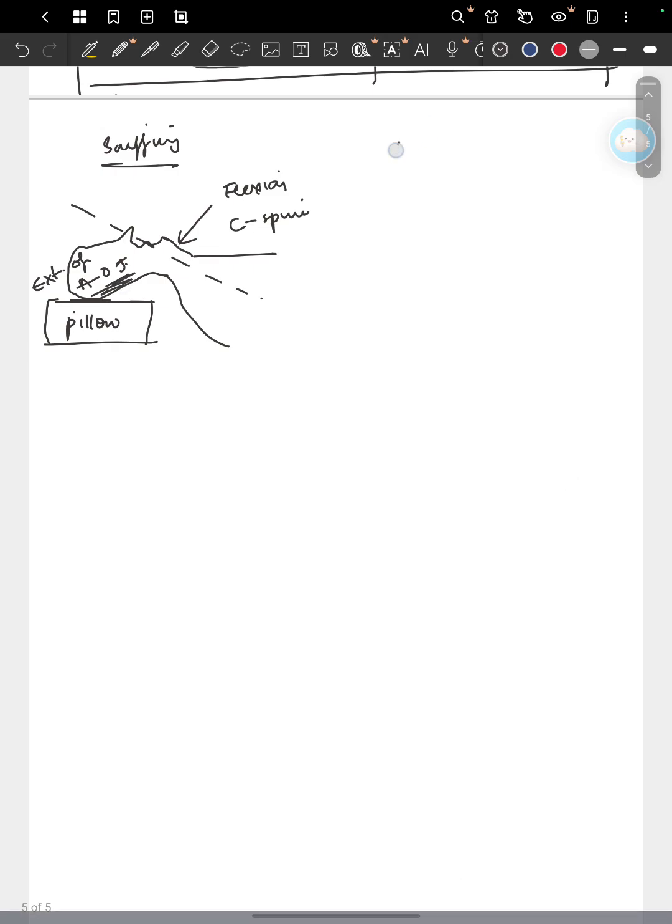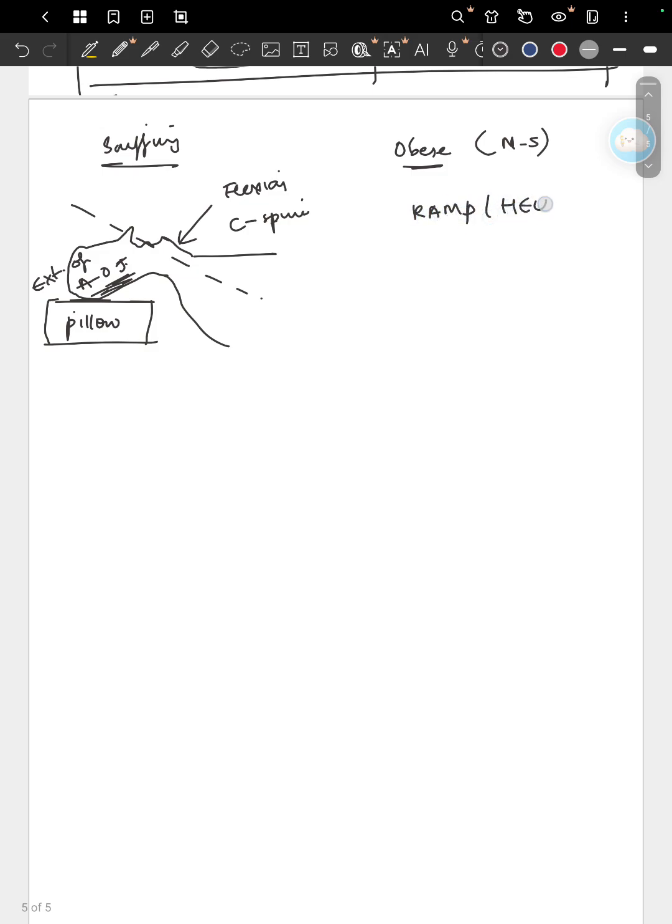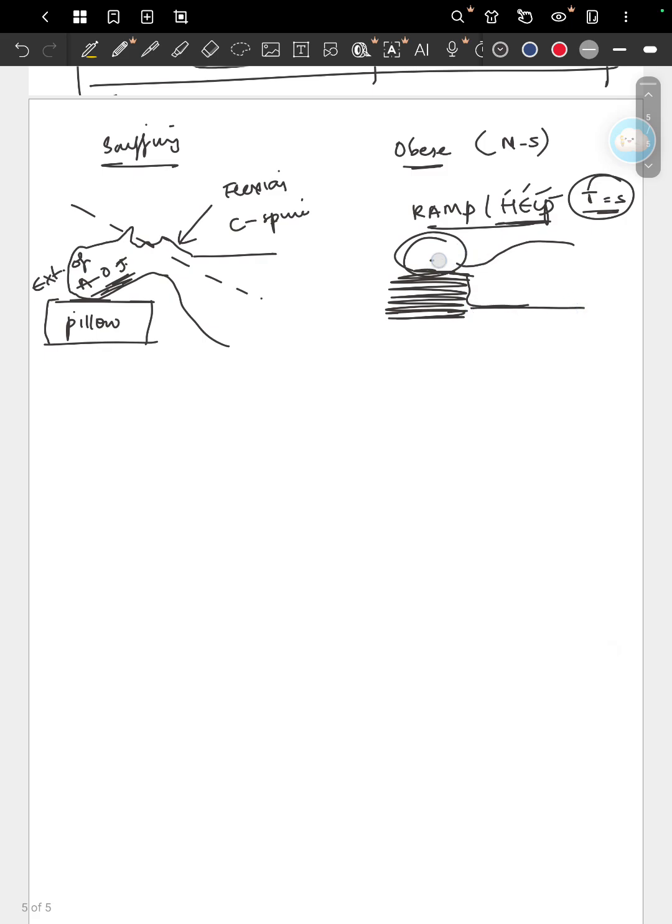But in obese individuals whose neck is very short, we have another kind of maneuver, that is the ramp or HELP position, which means head elevated laryngoscopy position. We'll be trying to match the tragus position with the sternum. We'll be trying to maintain these in a straight, same line. So we'll be having multiple piled towel layers. Then the patient's head and neck is small, as we have discussed. So the patient will be almost in a straight position.